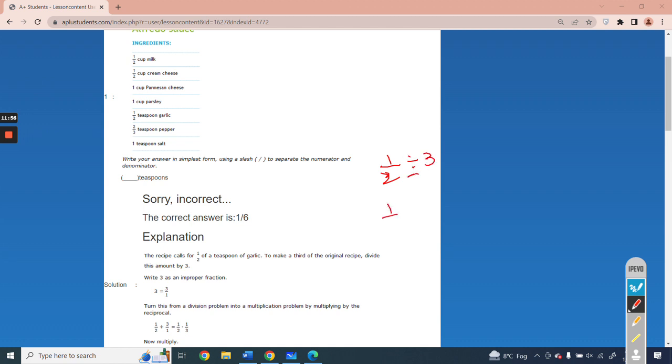Replace the division sign with multiplication. So it would be then 1/3. Got it? 1 times 1 is 1 and 3 times 2 is 6. That means 1/6 of the garlic is used in the third of the recipe. Got it? Okay.